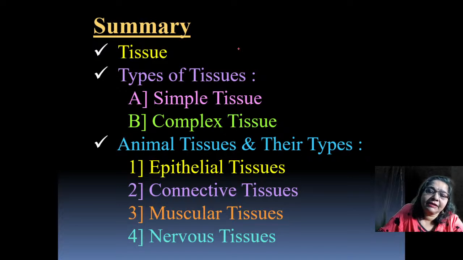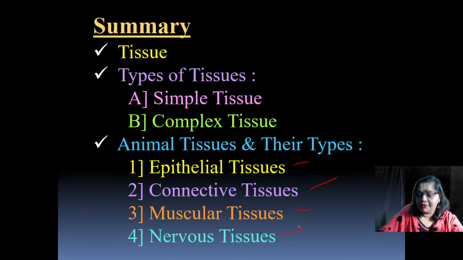So let us see the summary of this live session. We learned what a tissue is. We learned the different types of tissue, that is simple tissue and complex tissue. We learned today about the animal tissues and their types. We learned four basic animal tissues, which are the epithelial tissues, the connective tissues, the muscular tissues, and the nervous tissue.